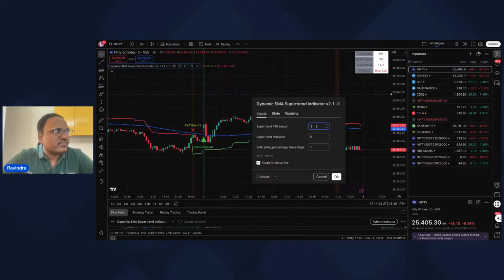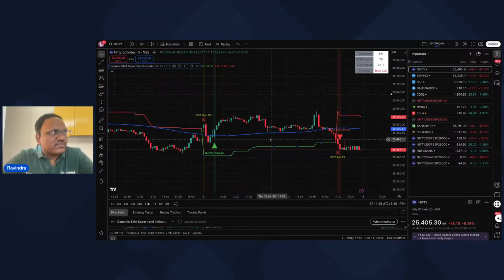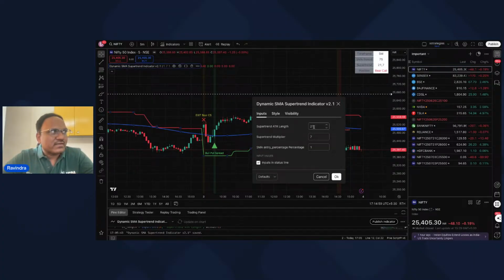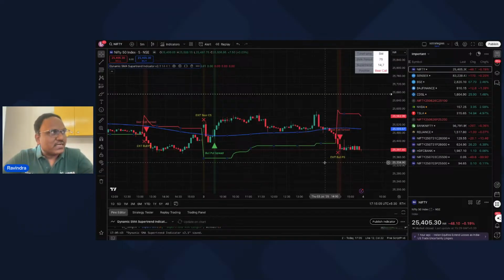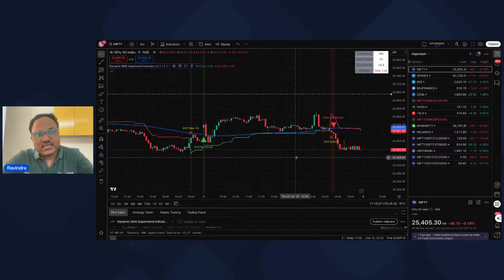And then you can also change the 14, which is the normal one. Let's say you can also do 21, or let's say 7 also you can do. So this will drastically change. You got an entry signal here, and then the exit is somewhere here at about 2:30, again 2:30. So you can play around with whatever works for you. That's the reason I always said pick these parameters depending on your risk appetite and how many signals you would like to take, right?